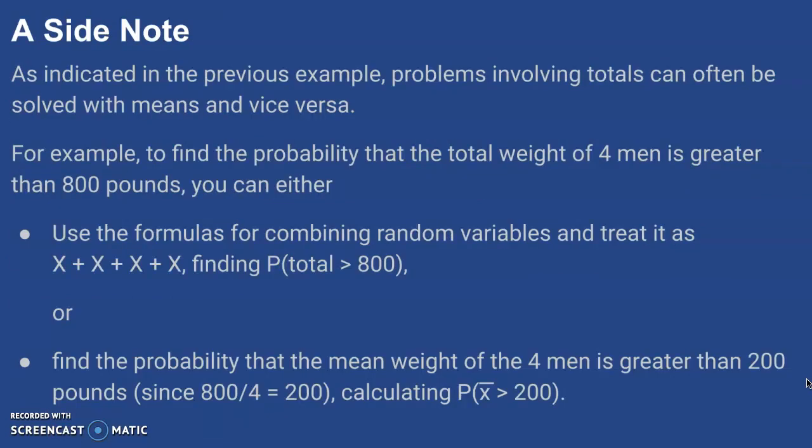So, as a side note, as indicated in the previous example, problems involving totals can often be solved with means and vice versa. For example, to find the probability that the total weight of 4 men is greater than 800 pounds, either you can use the formulas for combining random variables and treat it as x plus x plus x plus x, and therefore find the probability the total is 800 or more, or you can find the probability that the mean weight of the 4 men is greater than 200 pounds, since 800 divided by 4 is 200, and calculate the probability that the mean is greater than 200.